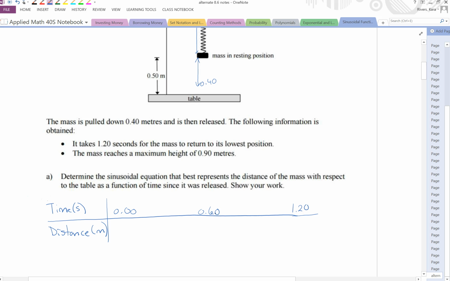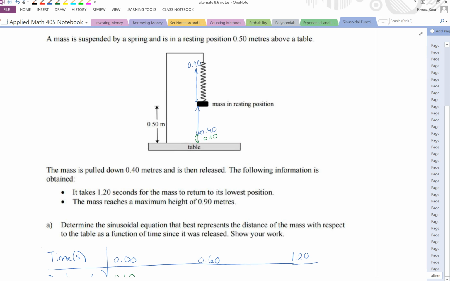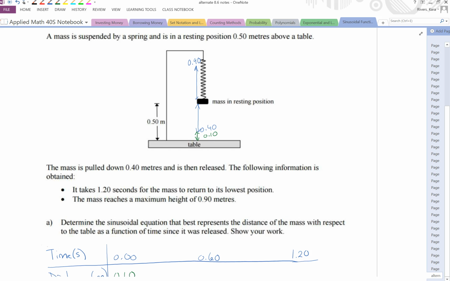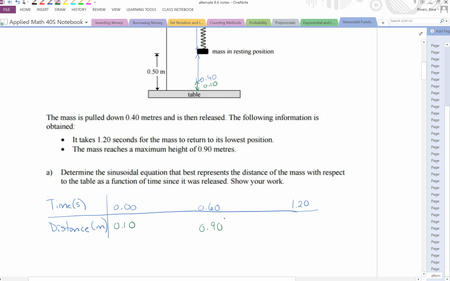So at the starting point, how far are we actually above the ground? We know that we've stretched it down 0.4, but it's not really intuitive that we need what this distance in between is. So that distance in between where the spring is sitting at its resting point is actually at 0.10 meters above the table. So that when it's at its highest point, that's at 0.90, and then back down to its lowest point, 0.10. So those are 3 key points, but that's not enough for us to get a sinusoidal regression.